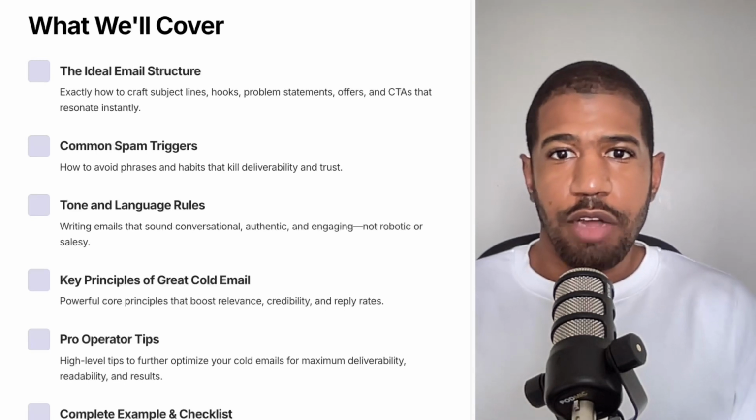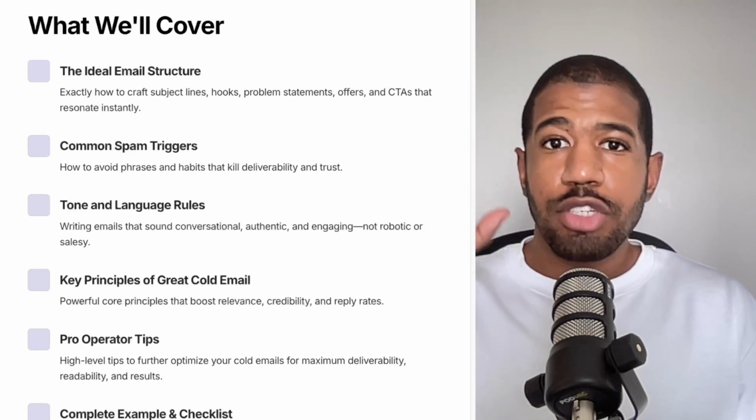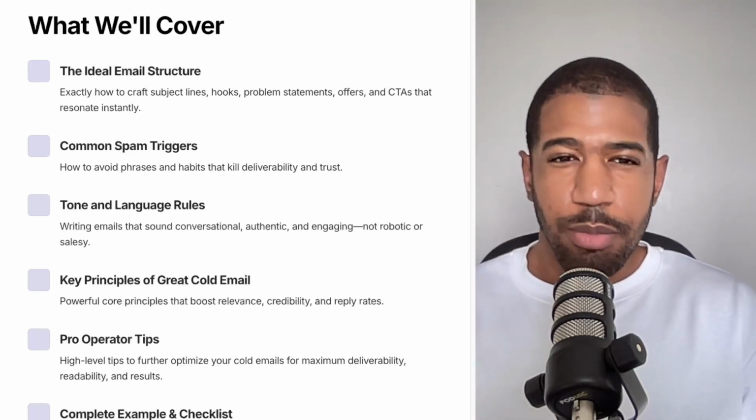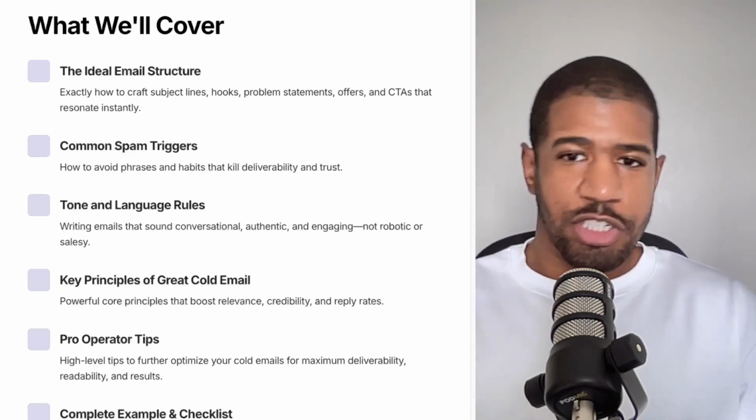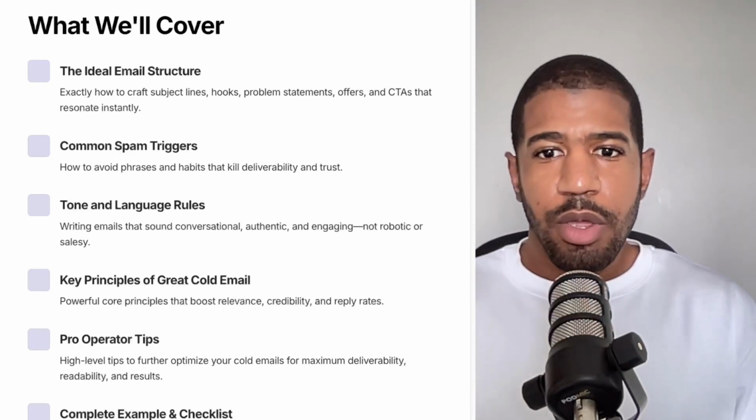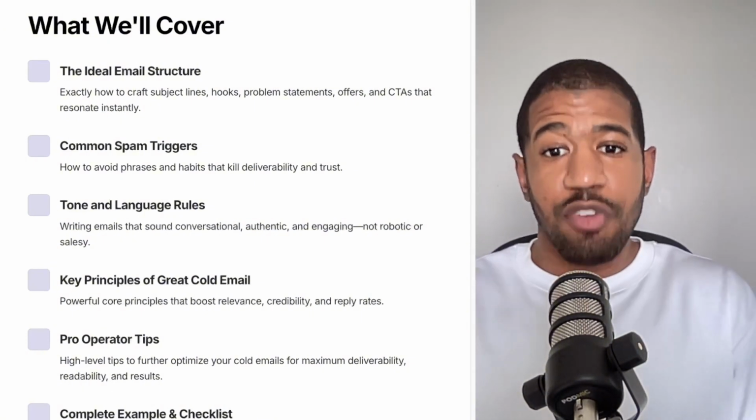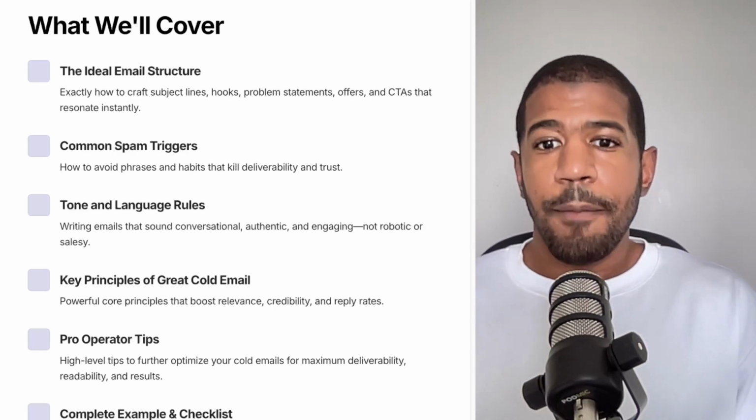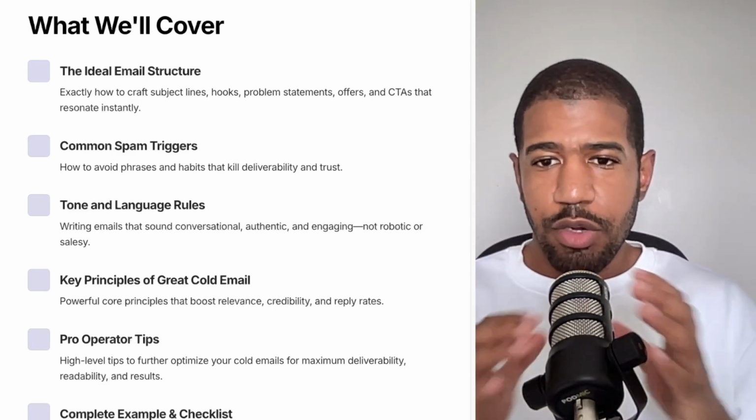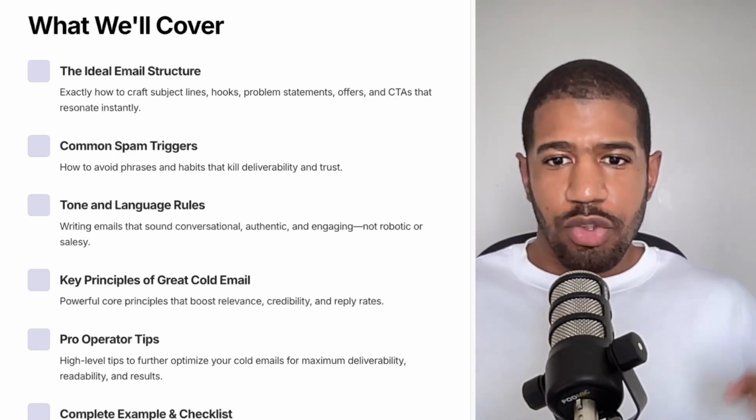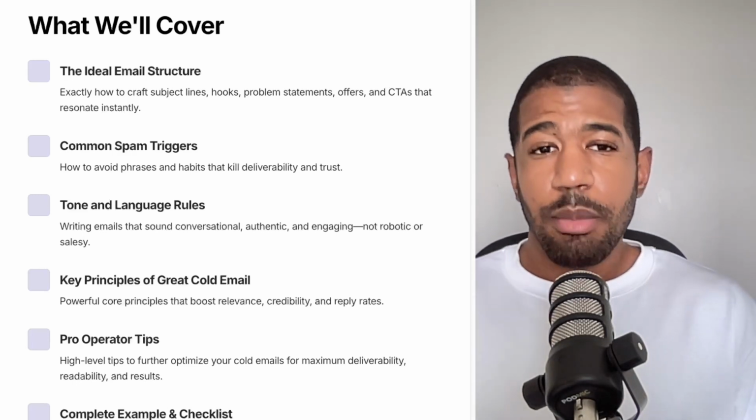So in this video, we're going to cover the ideal email structure. We're going to cover common spam triggers, tone and language rules that I don't think anybody's really talking about, at least that I've seen. We're going to talk about the key principles of a great cold email. We're going to talk about pro operator tips, so high-level tips to further optimize your cold emails for maximum deliverability, readability, and results. And then we're going to go over a complete example of all the stuff we're talking about and a checklist so that you can have something that's really easy to follow and confirm that your emails meet every standard before you send this.